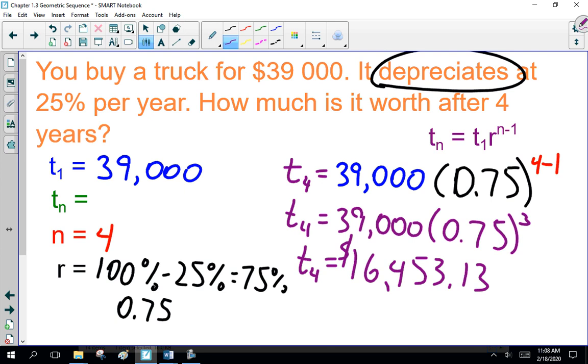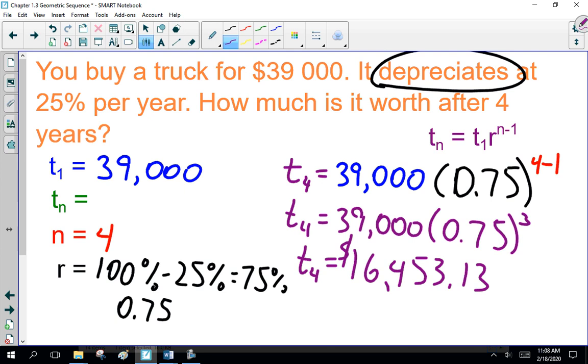So, everybody's getting $16,453.13. Now, this is how they calculate your blue book value or your insurance value of your vehicle. So if you write it off after 4 years and you have comprehensive, they'll write you a check for that. And you can go ahead and argue with them about it, but that's the check you're going to get. Don't ask me how I know that.